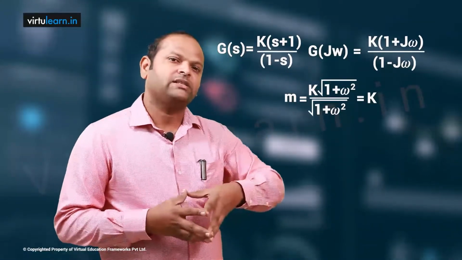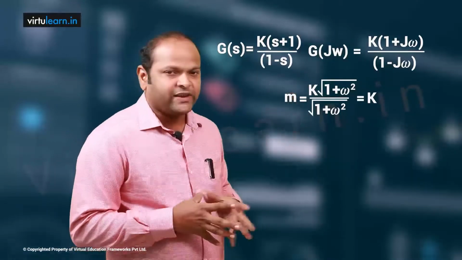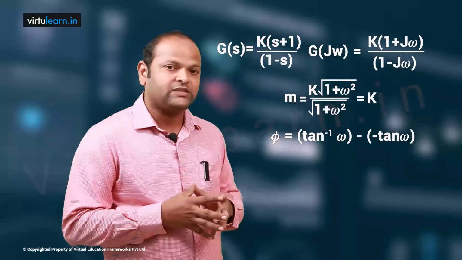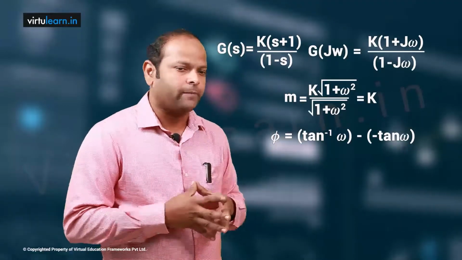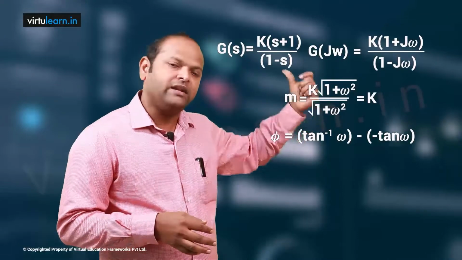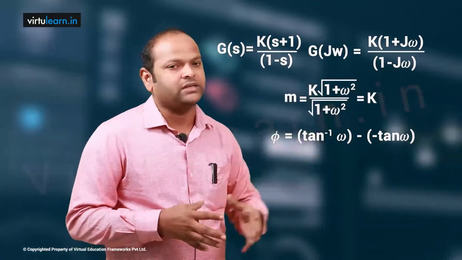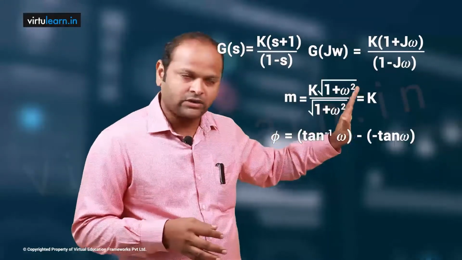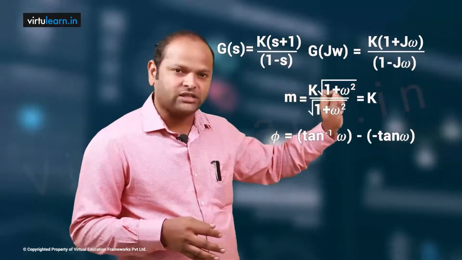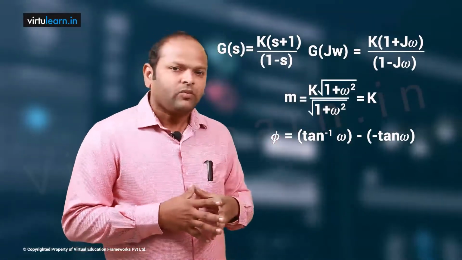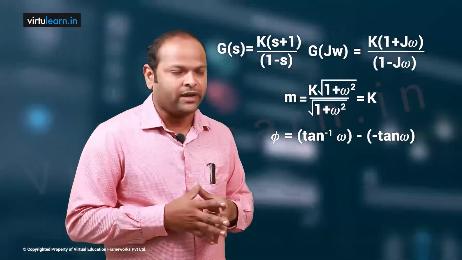The magnitude is K. Now next is the phase angle. How to write the phase angle? Whenever you have special cases, the phase angle expression is very important. So the numerator I can write as tan inverse omega. The denominator I have 1 minus s, which is written as 1 minus j omega. So it is of the type a minus jb, then we can write the respective phase angle as minus tan inverse b by a.